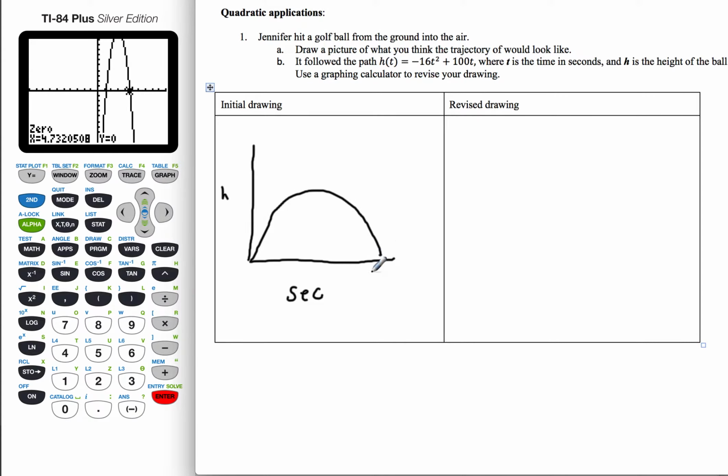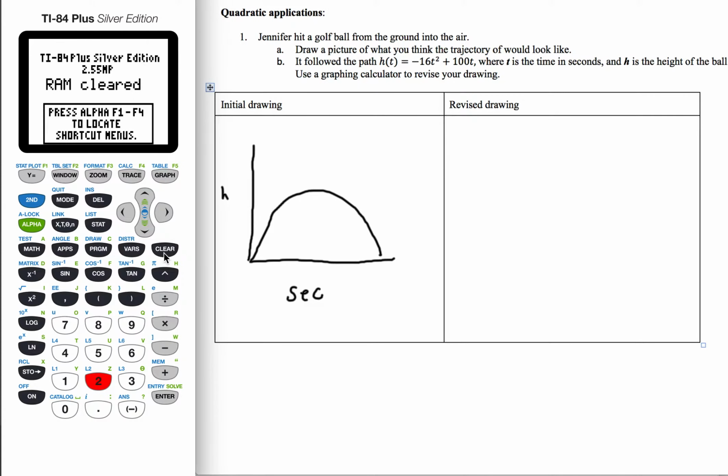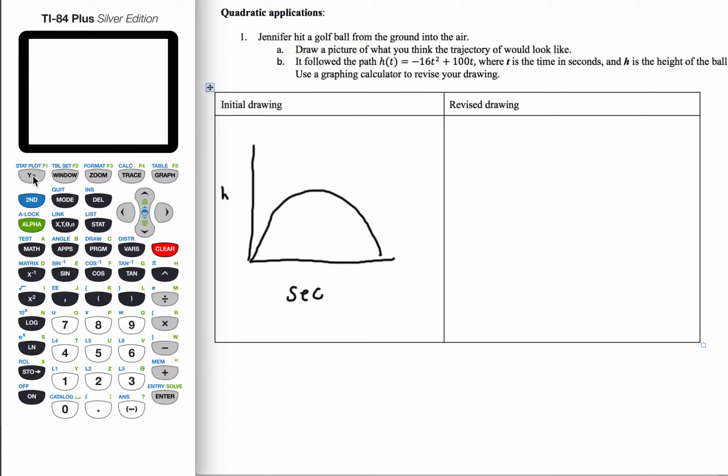Okay. Part B says it follows this path of quadratic where time is t in seconds and h is the height of the ball. Use our graphing calculator. So we're going to start over. Second plus 7, 1, 2. That way we all have a blank, clear slate to work from.